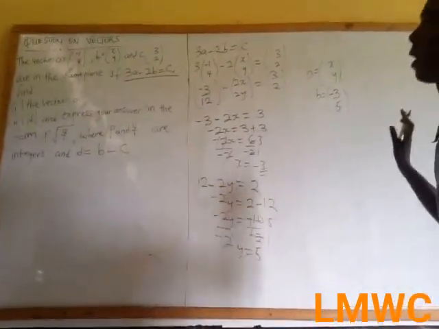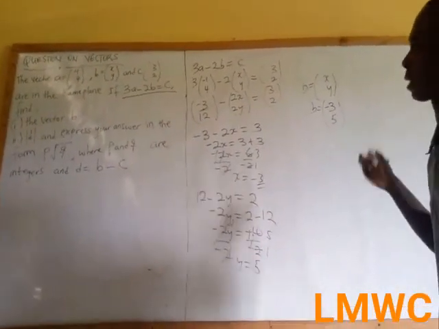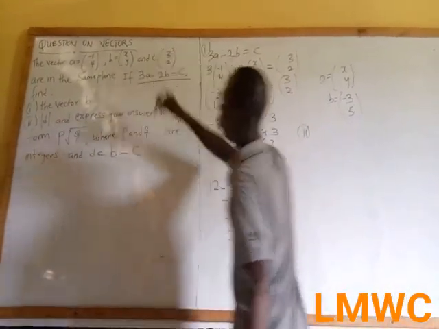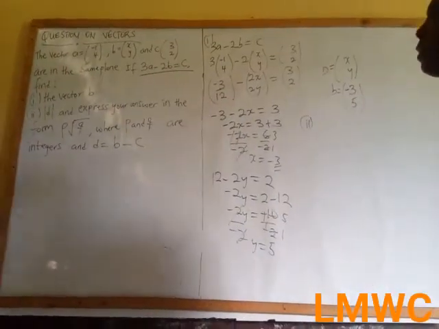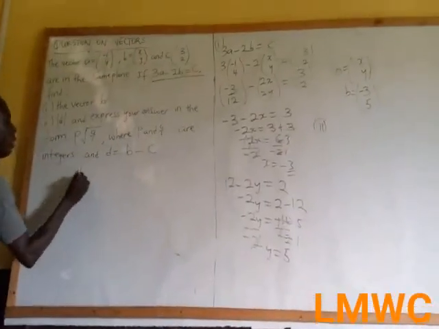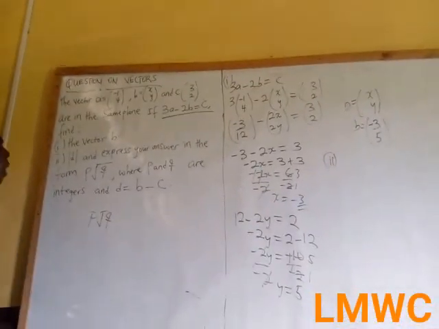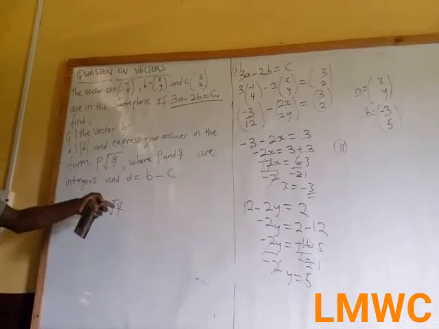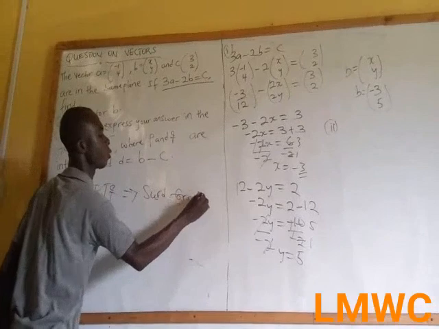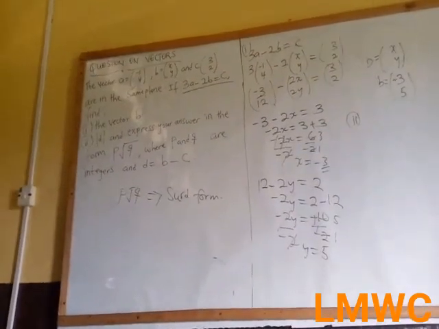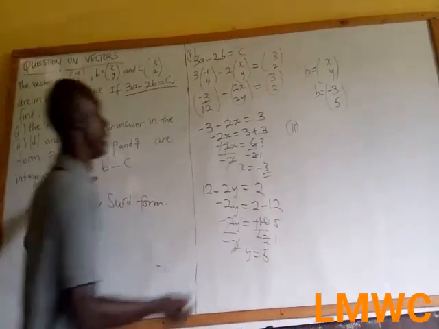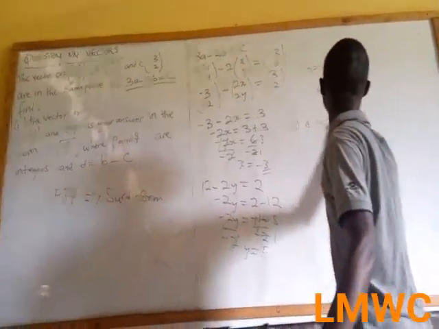We do not have over in vectors. Over becomes a fraction. Part two: you have been asked to find the magnitude of D and express your answer in the form p root q. Anytime they ask you to find your answer in p square root q, this is in surd form. There is a topic in mathematics called surds. So you use this formula to find D. D is equal to B minus C.